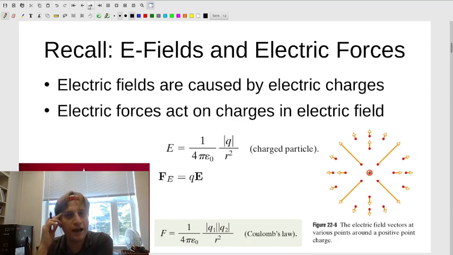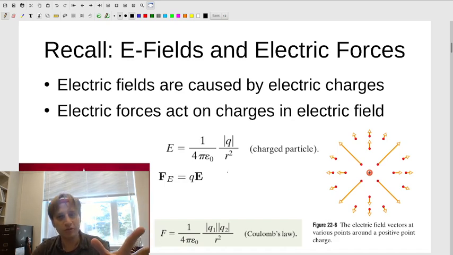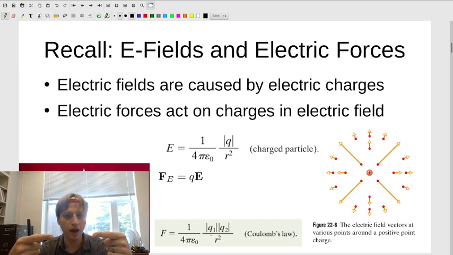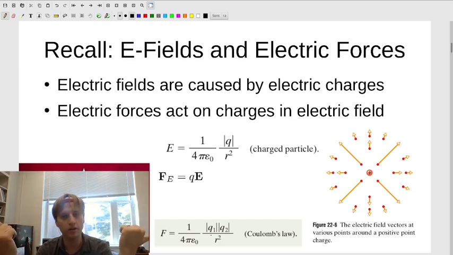Now remember from last time that we've now moved on. We started out with electric forces, which were just saying you have two particles. They can either pull each other together if they have opposite charges, or push each other apart if they have like charges. So that was Coulomb's law.